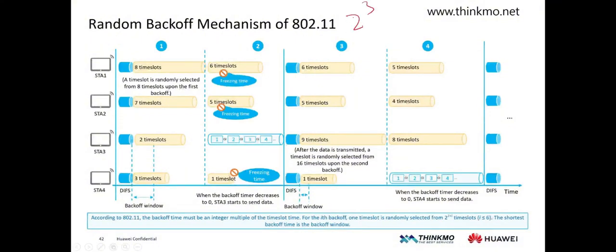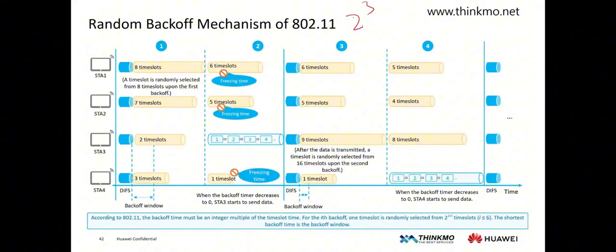Choosing within 2 to the power of 3 times 10, which means a maximum of 80 slots. As the number of transmissions increases, the range of choices also increases. For example, the second time might involve choosing within 16 slots, so the waiting time becomes longer. But this value is random, so suppose there are 4 terminals.